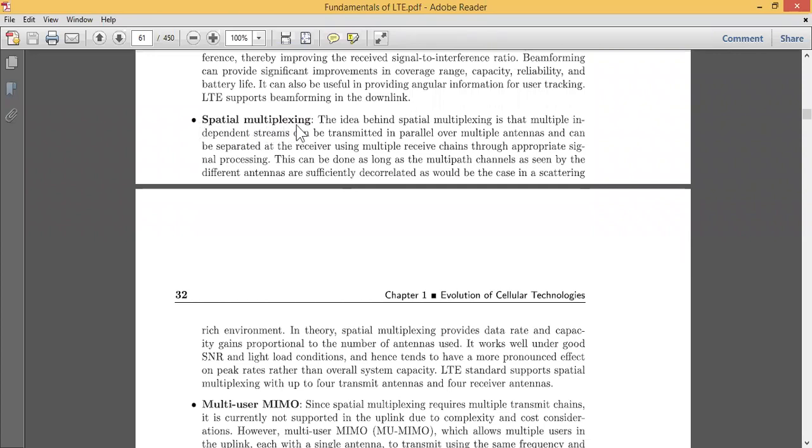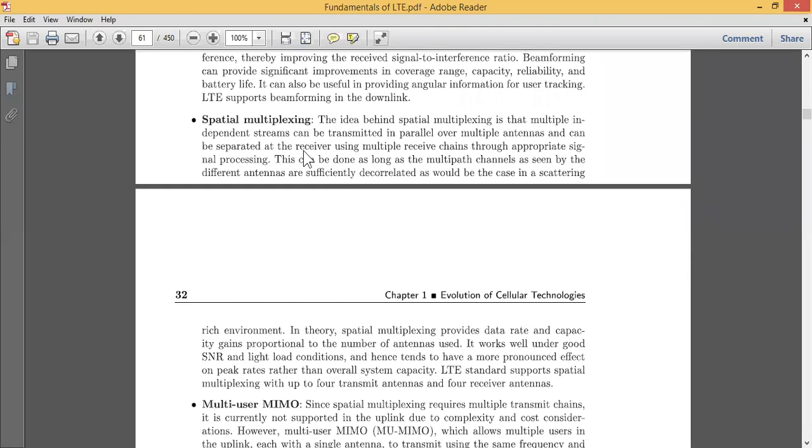Then the next type of technique used in multiple antenna systems is spatial multiplexing. We know the definition of multiplexing: transmitting multiple signals through a single channel. Now what do we mean by spatial? The actual idea behind spatial multiplexing is that multiple independent streams can be transmitted in parallel over multiple antennas, and they can be separated at the receiver by the receiving chain through appropriate signal processing.